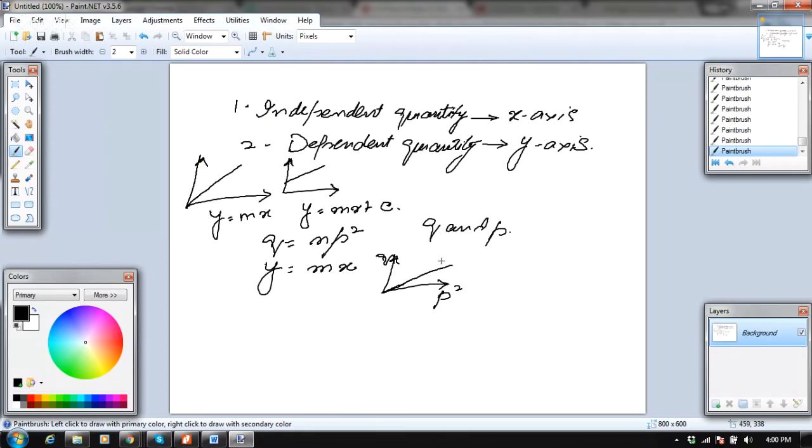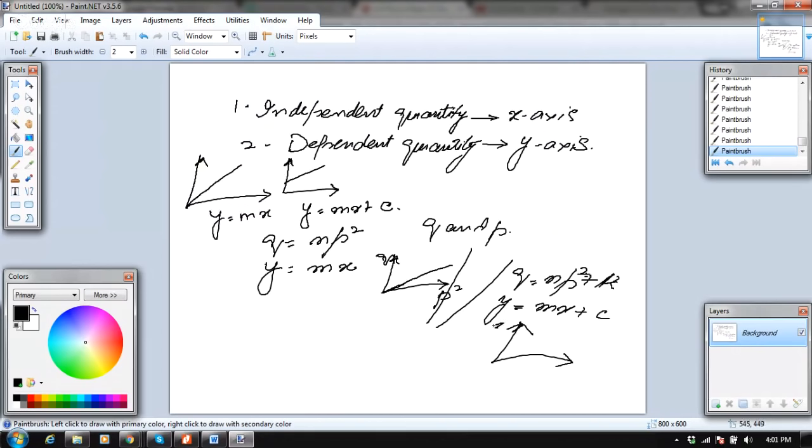But suppose you have some equation like q is equal to np square plus k, then that will be equal to mx plus c. So the graph will be most probably like this. The y-axis will be q and the x-axis will be p square, and the graph will be a straight line. These are some basic things that you should remember. We will start solving some questions, but let me tell you what are the major parts that we need to discuss, or we need to remember.